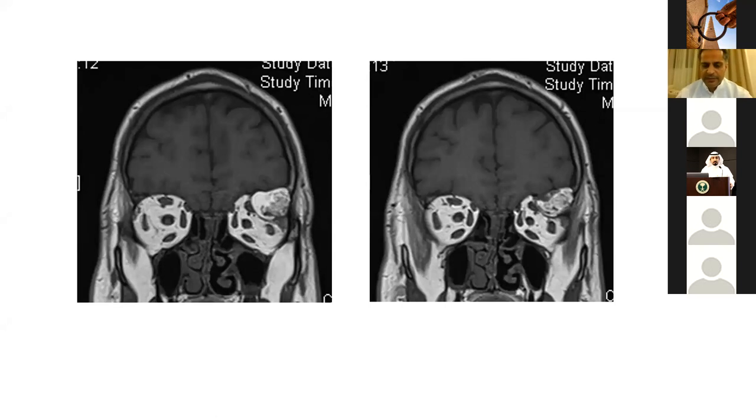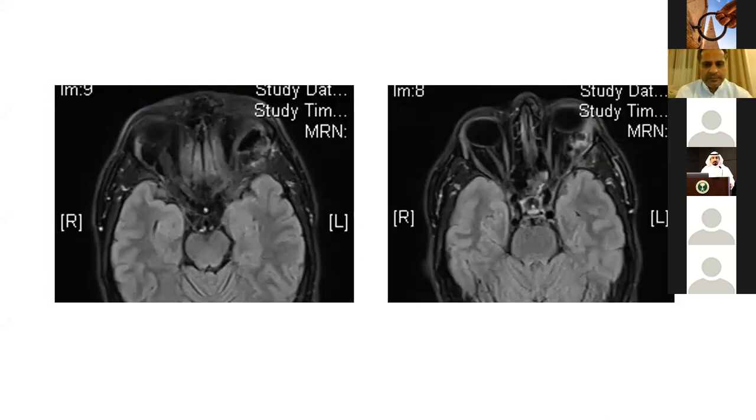This is another scan if you want to see. Okay, this is an axial MRI scan. It confirms what we said about the location of the mass and the heterogeneity of the mass. Bone remodeling in that area. With this picture, it looks like a sphenoid wing meningioma is my top differential diagnosis.